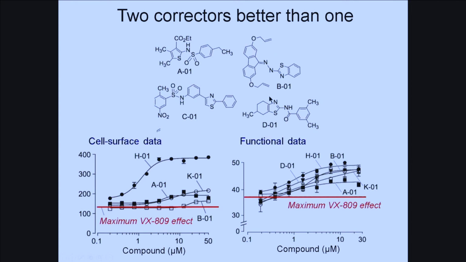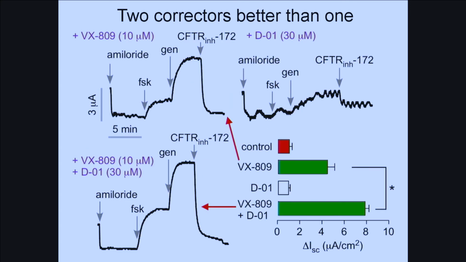And we carried out the synergy screen, and indeed we found several classes of compounds that were additive or even synergistic with Vertex 809. As shown on the bottom, either by cell surface data, that is how much of the protein gets to the membrane, or functional data, how much it carries chloride, the maximal vertex effect is shown by the red line. So if we take the maximum amount of the vertex compound plus one of these new compounds, we go beyond the red line. And so this is the basis of triple combination therapy. That is two correctors plus one potentiator for delta F508.